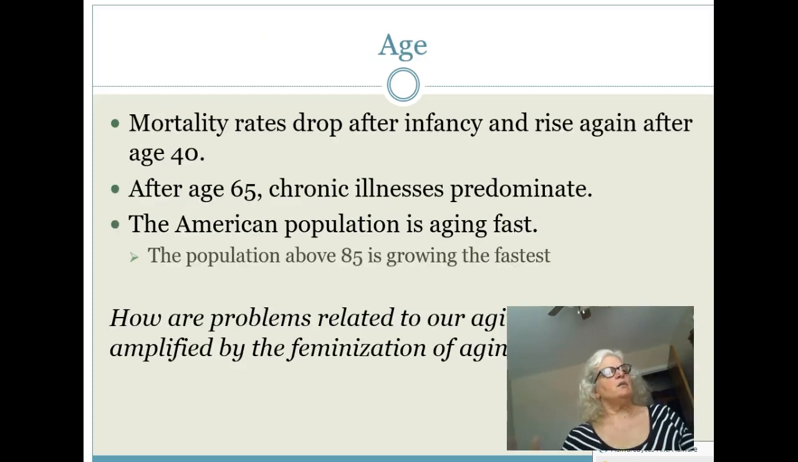Age, as we mentioned before: mortality rates drop after infancy, and they rise and continue to be healthier until 40. And after 65, we face chronic illness. And chronic illness is predominant in all first world countries where the aging population is growing at such a level. Remember, there are significant issues.